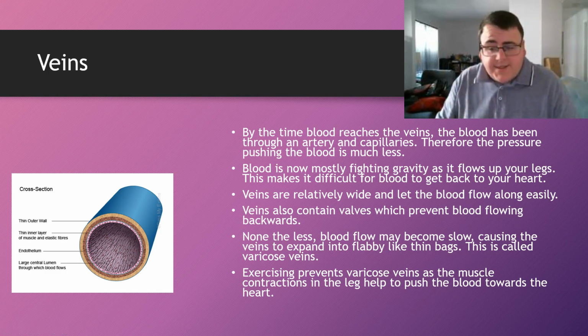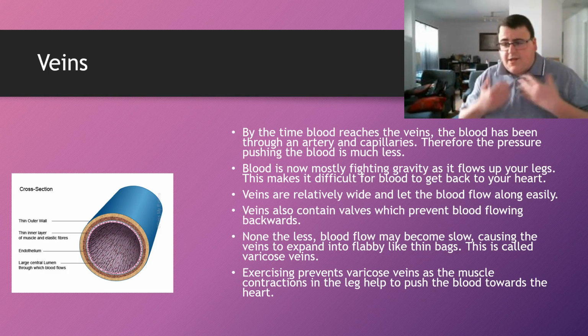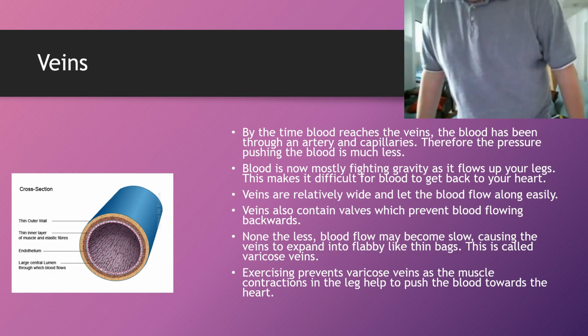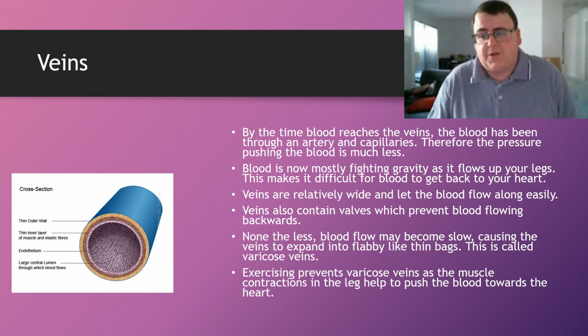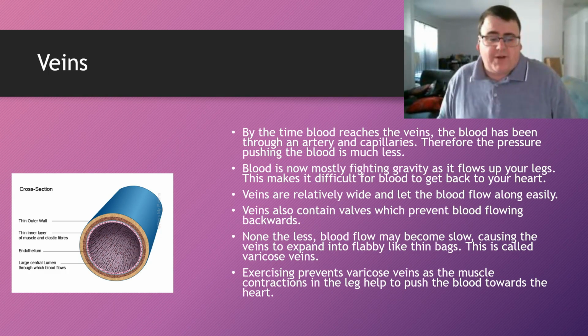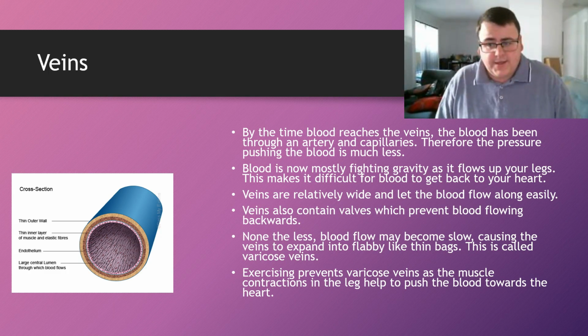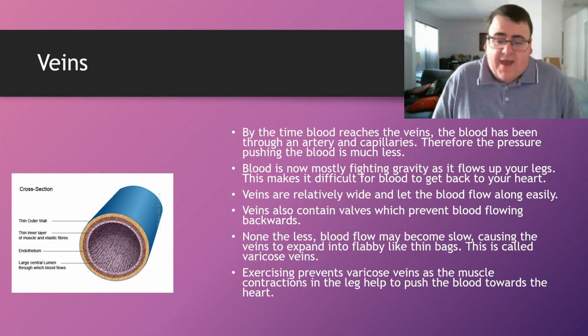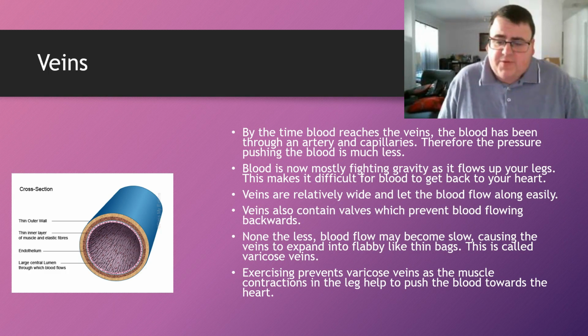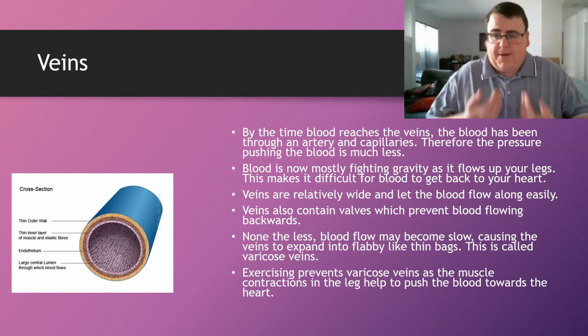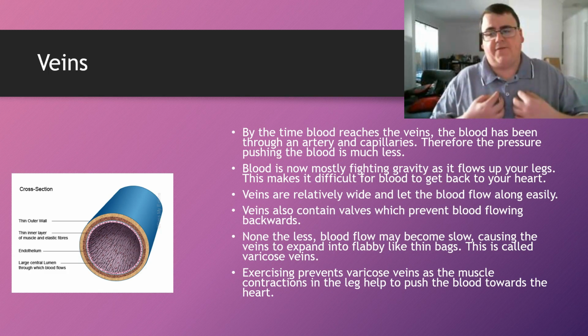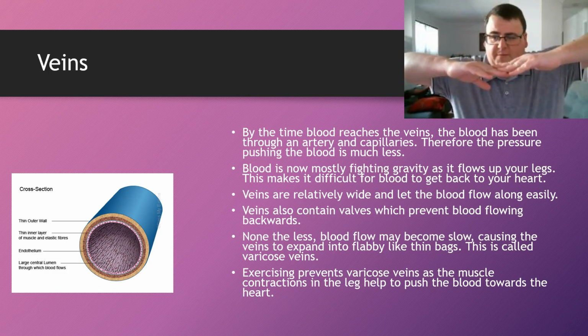Another important thing about veins: if you think of your body, your heart's roughly here in your chest. You've got the rest of your body that blood's coming back from. The majority of your blood when it's coming back to the heart is coming from below the heart. So it's got to fight gravity to get back to your heart. Because of that, veins are quite wide, so they're allowing the blood to flow along easier. They also contain valves inside them. Valves prevent the blood flowing backwards because it's going back up. When your heart's not beating, you don't want that blood to fall back down. So you've got little valves which prevent the blood from going back down.